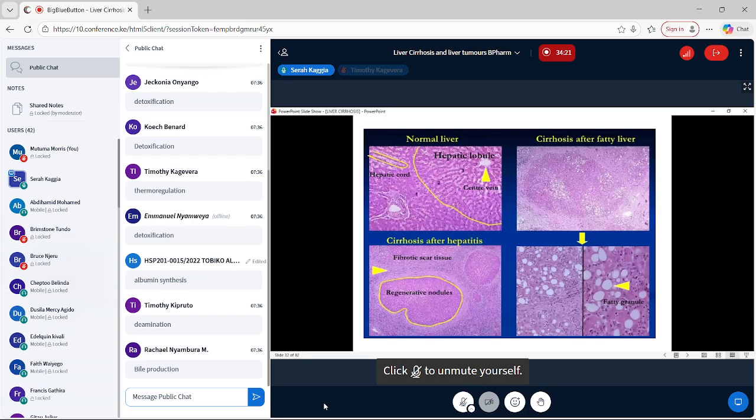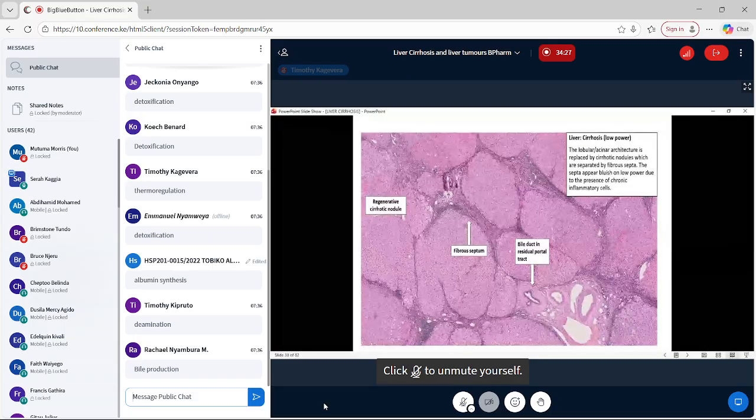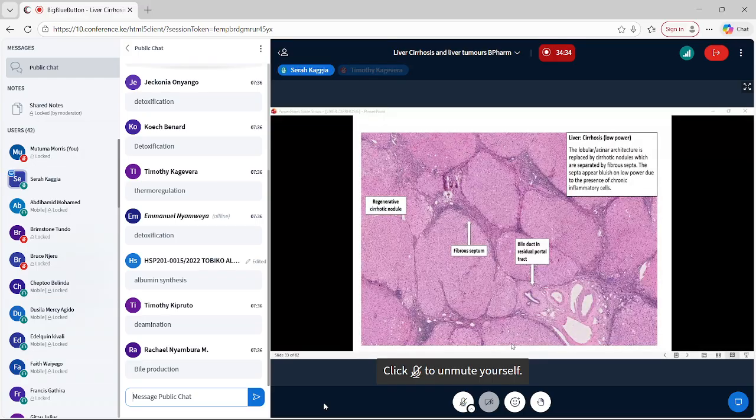I repeat the same, okay. So now we look at the liver function, the abnormalities. If the function is not occurring, how will the patient present if they have liver cirrhosis? And I pause there and ask, what are the clinical presentations of a person with liver cirrhosis?